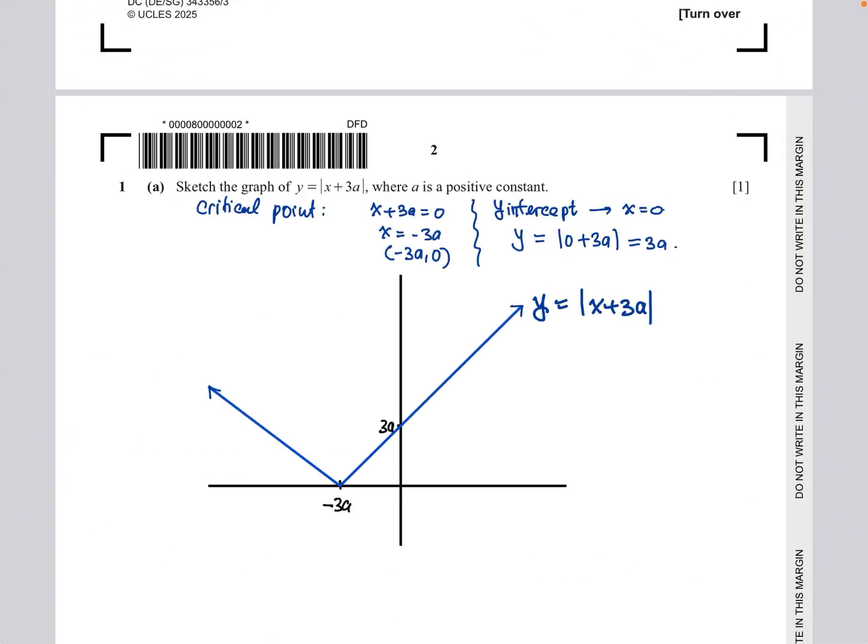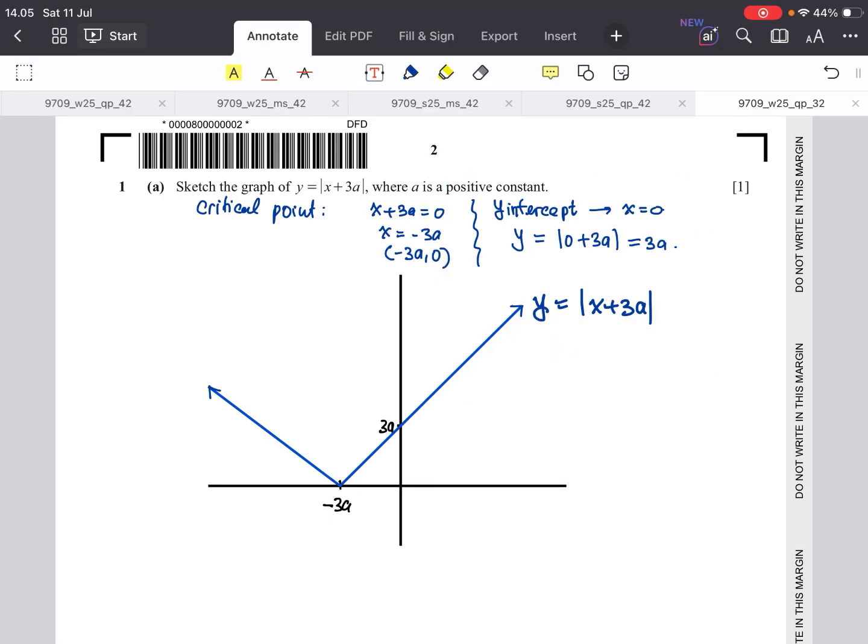Question 1. A. Sketch the graph of y equals the absolute value of x plus 3a, where a is a positive constant. So students, in order to sketch the graph of this function, first we need to find the critical point. The critical point is attained when x plus 3 is equal to 0, or x is equal to negative 3a. So the critical point is negative 3a, 0.